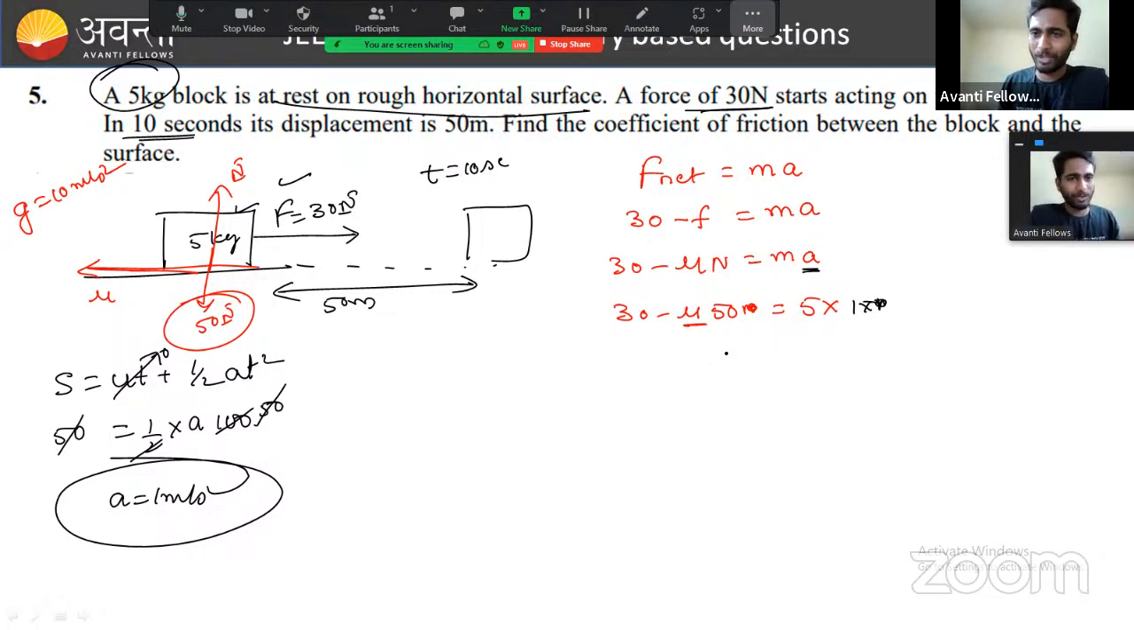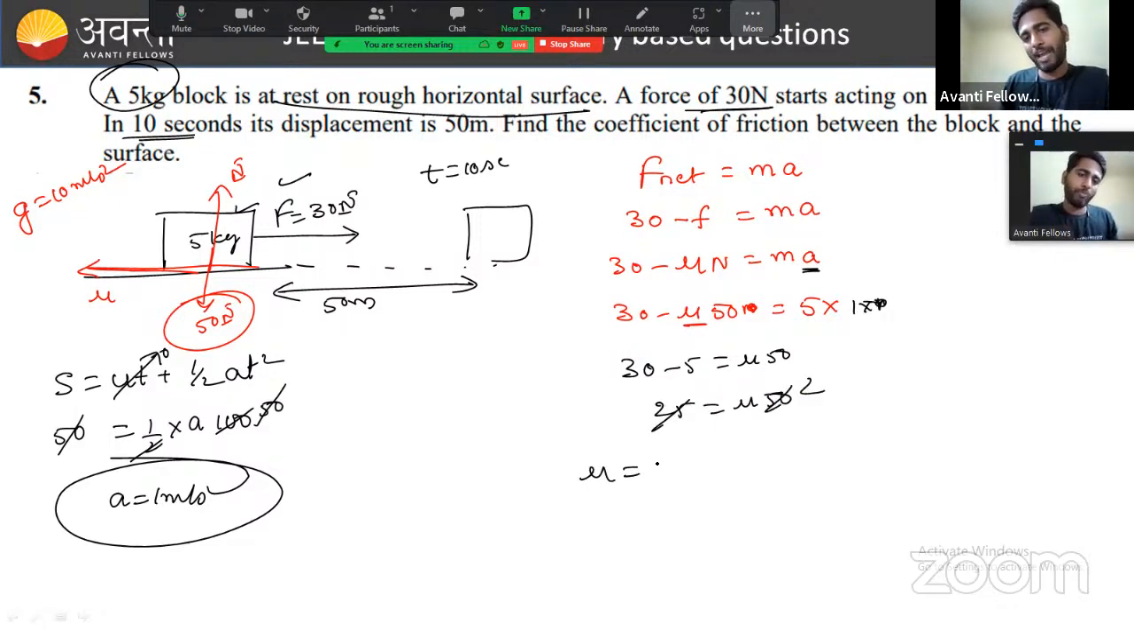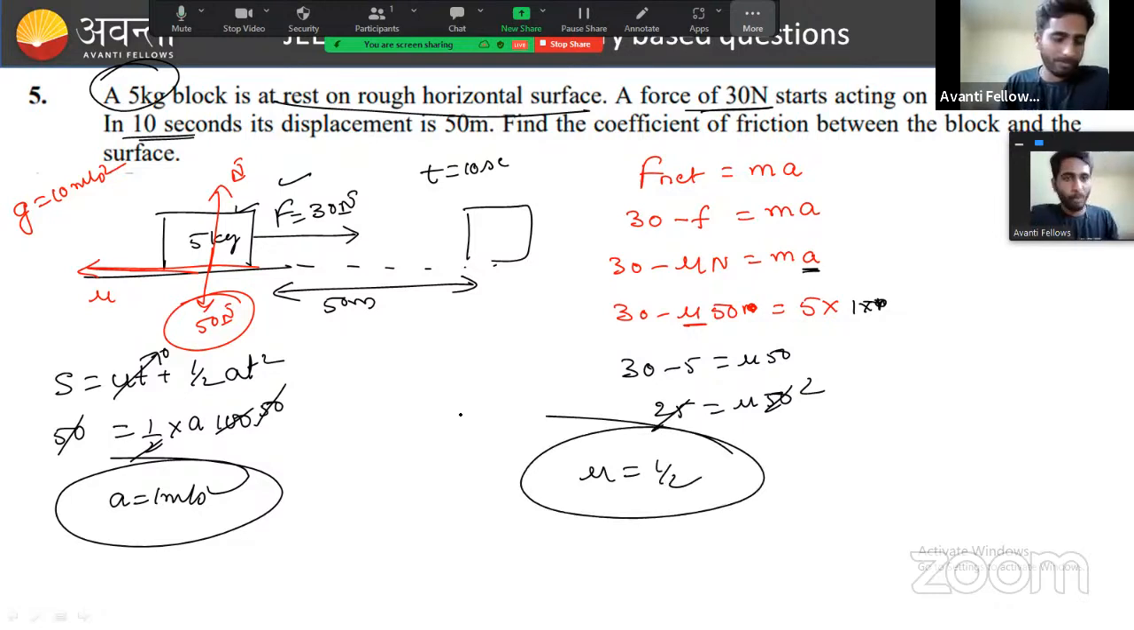Anyway, no need to worry about it. Then take 5 to the left hand side. Then it will become 30 minus 5 is equal to mu into 50. Minus comes to the right hand side, which means it is positive. 30 minus 5 is nothing but 25, equal to mu into 50. 25 ones are 25, twos are 50, so the mu value comes out to be 1 by 2. It is nothing but 0.5.